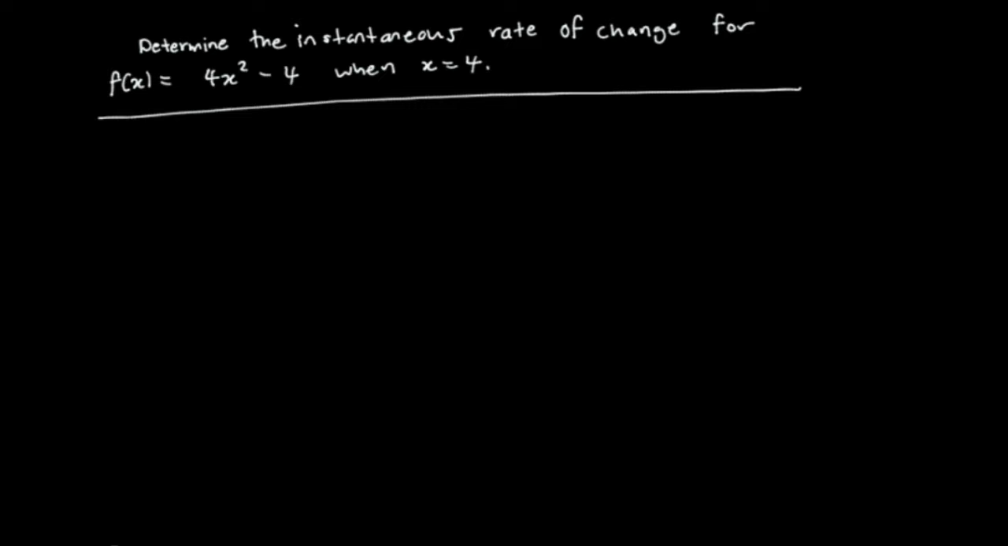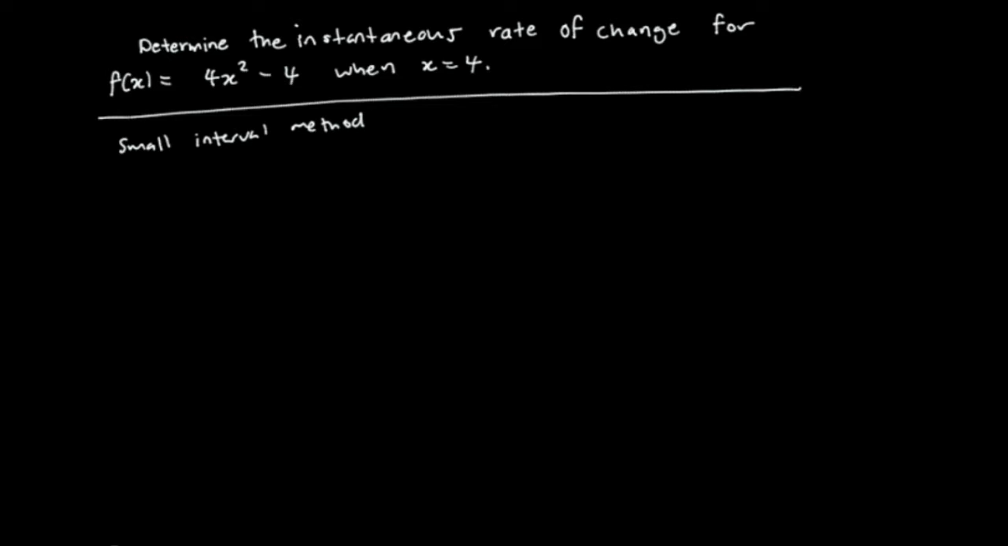Alright, say we wanted to determine the instantaneous rate of change for the function f of x is equal to 4x squared minus 4 when x is equal to 4. Now, one way we can do this is through something called a small interval method.